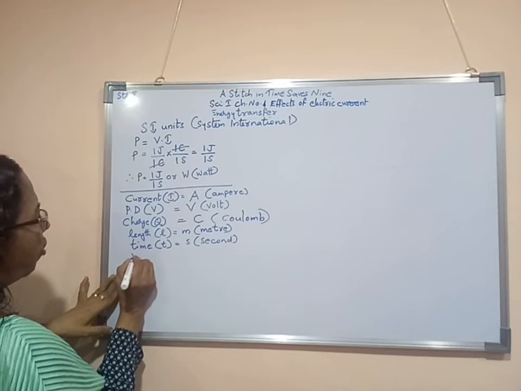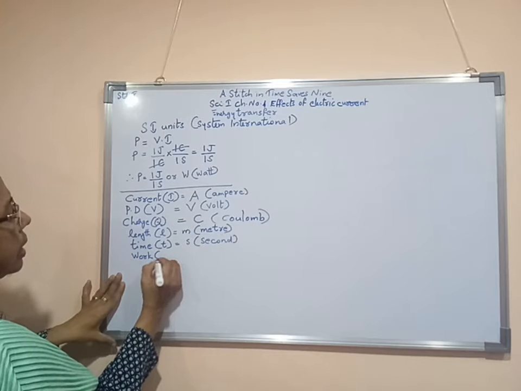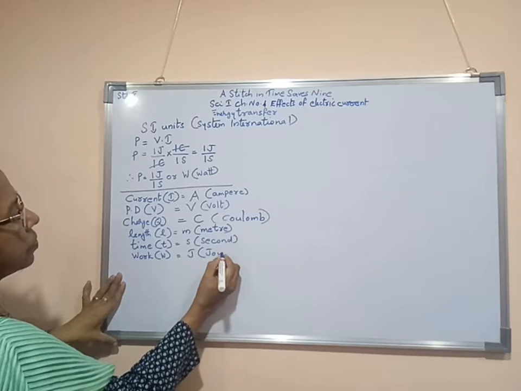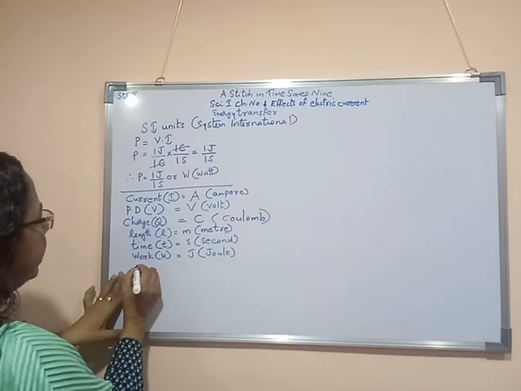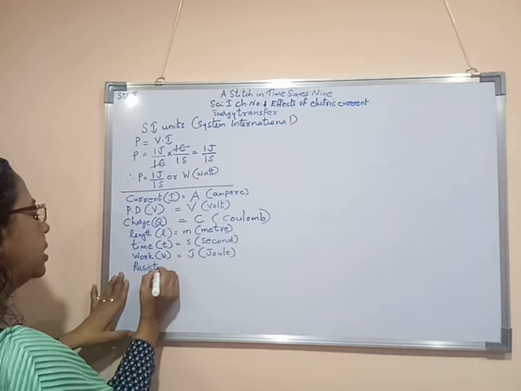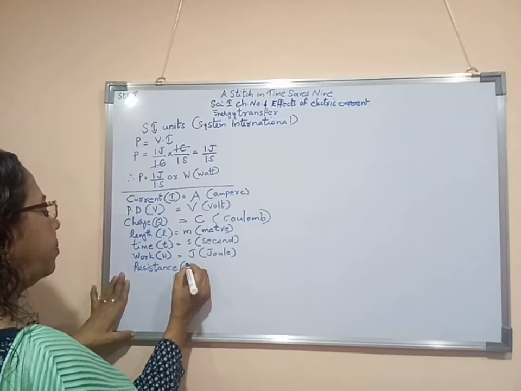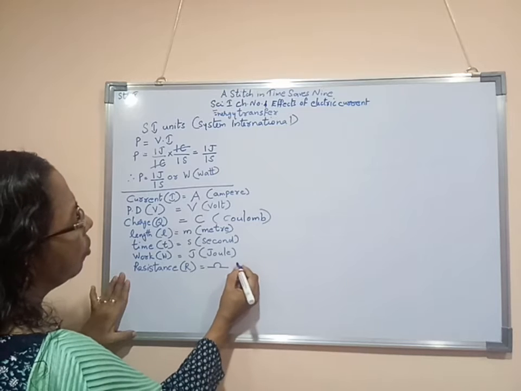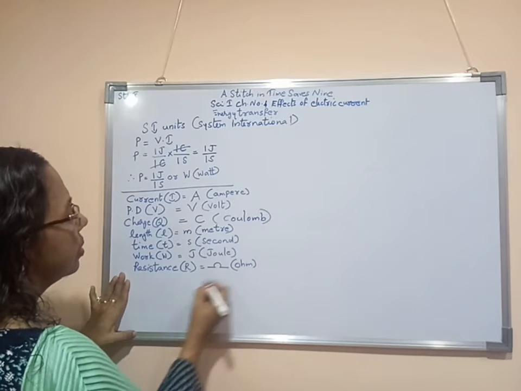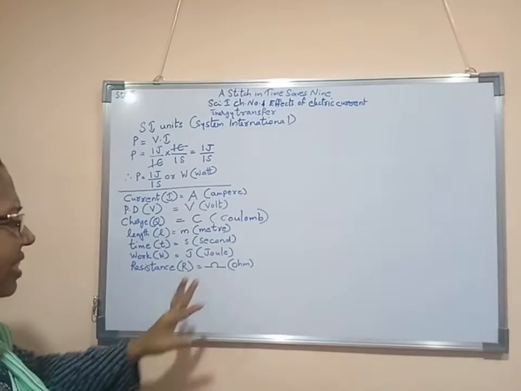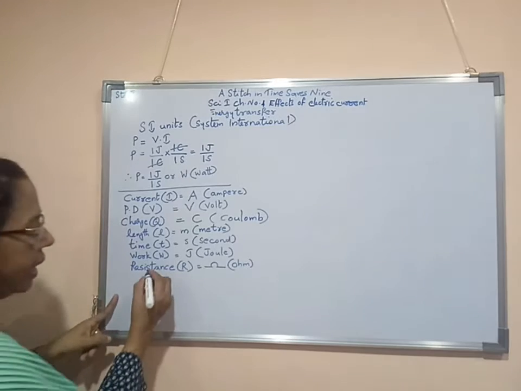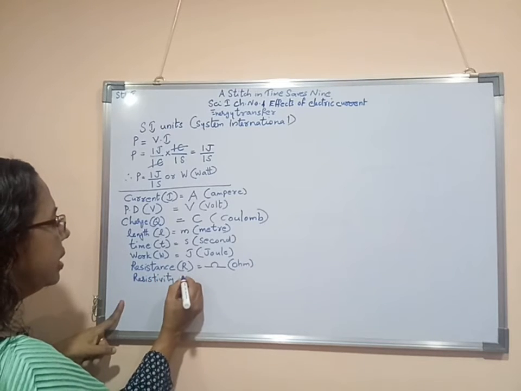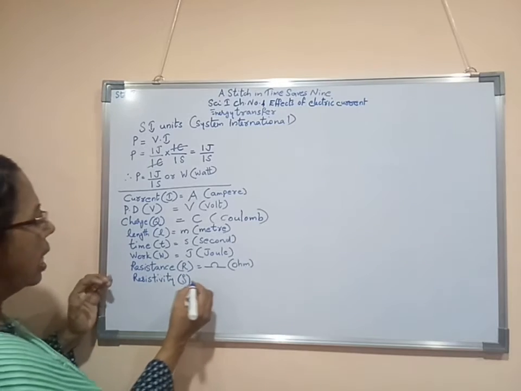Now another one, work, that is W. Its unit is J, that means a joule. Now resistance, capital R. Its unit is ohm, and this is the symbolic representation. The spelling is O-H-M, capital or small, no problem. Ohm it is. Then now here resistivity. Its symbol is rho, R-H-O.